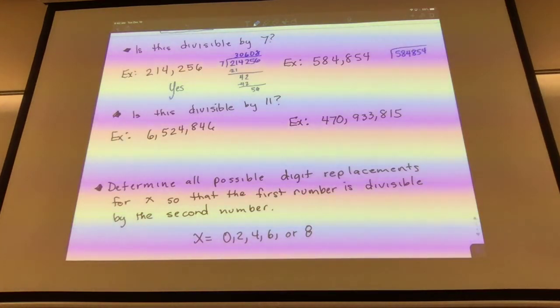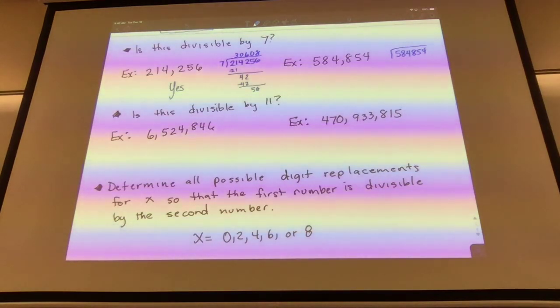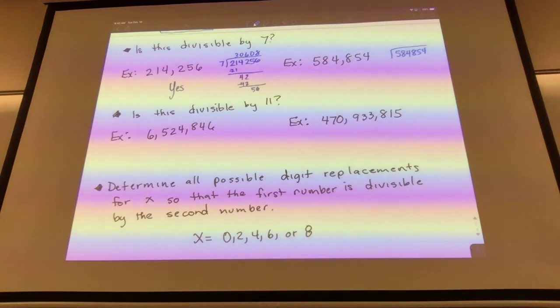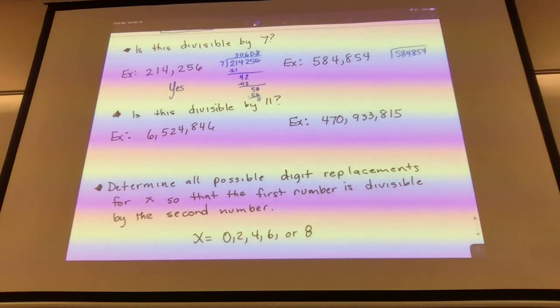So the first one I got yes, because I got 30,608 times 7, and I had no remainder. And we're going to look at the next one.